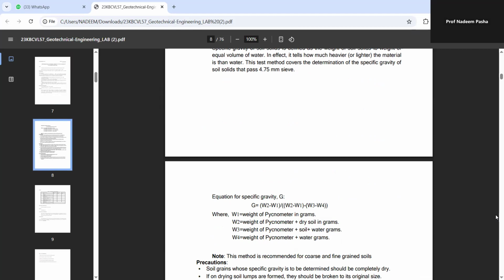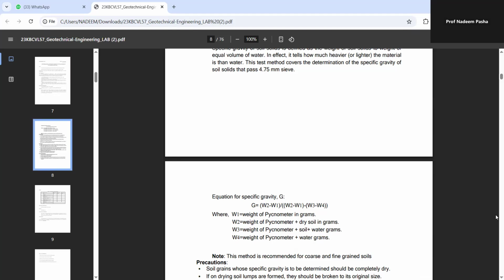So the equation for specific gravity is G equal to (W2 minus W1) divided by ((W2 minus W1) minus (W3 minus W4)). Now comes the question: what is W1, what is W2, what is W3, and what is W4? You have to remember this equation while solving problems or carrying out the experiment. Once again, G equals (W2 minus W1) divided by ((W2 minus W1) minus (W3 minus W4)).